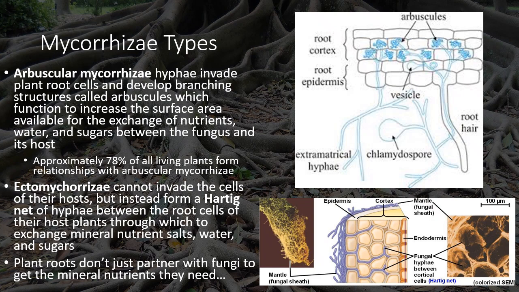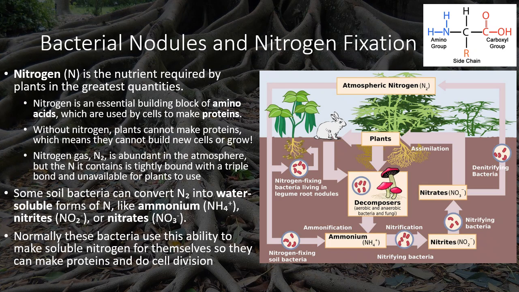Plants have had a long time to figure out some of these nutrient problems and make partnerships with other organisms. Plants don't just partner with fungi to get mineral nutrients they need. They can also partner with bacteria. And in order to understand why a plant might want to associate with bacteria, we first have to understand a little bit about nitrogen. So, nitrogen is the mineral nutrient that's required by plants in the greatest quantities.